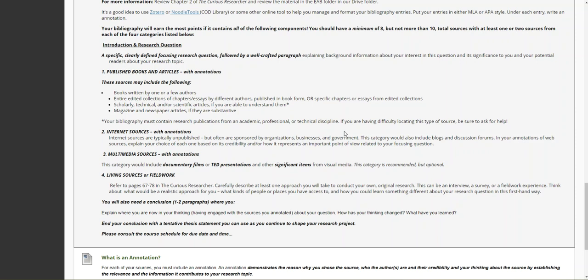Multimedia sources, right? So this category would include documentary films, TED presentations, or other significant items from visual media. Okay, so I'm going to recommend this.